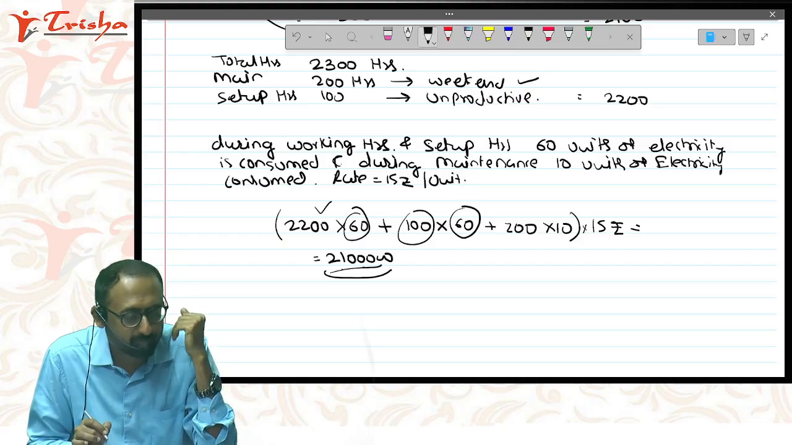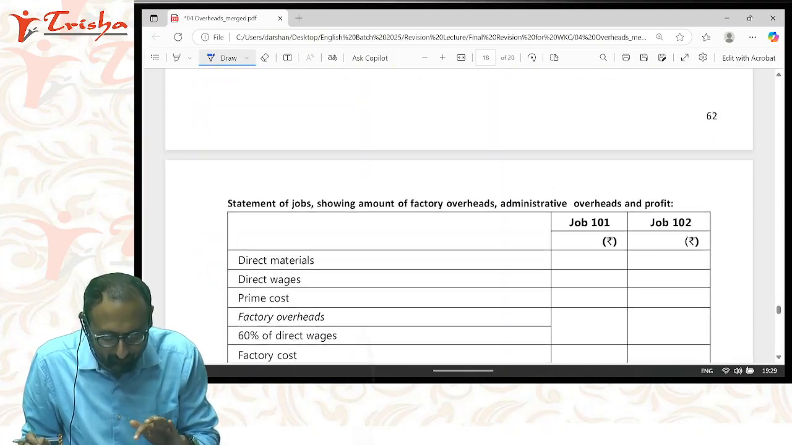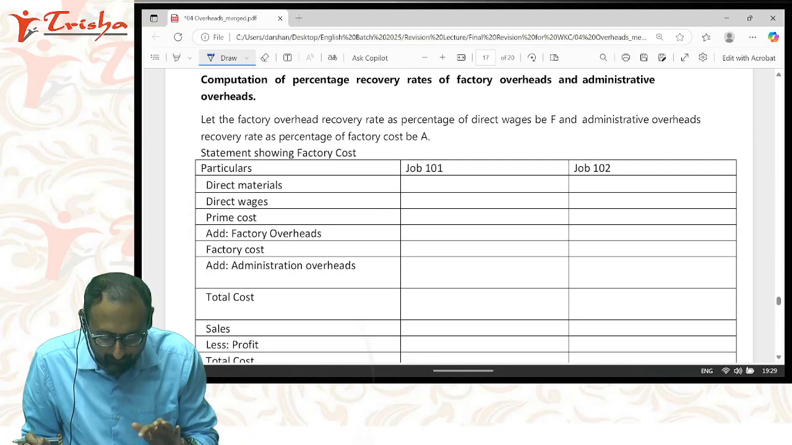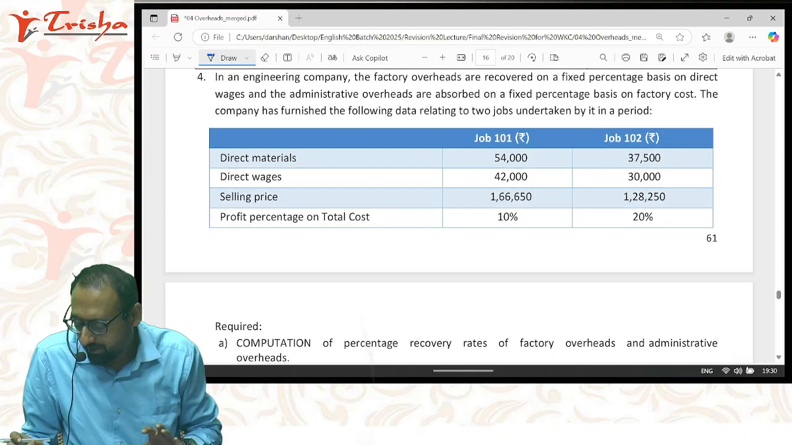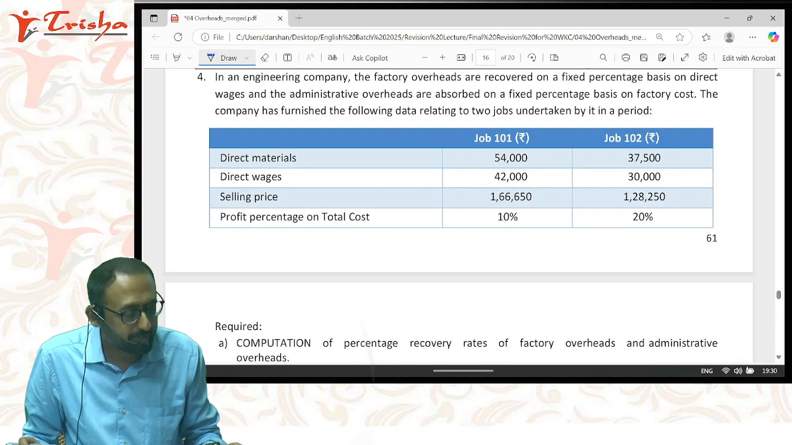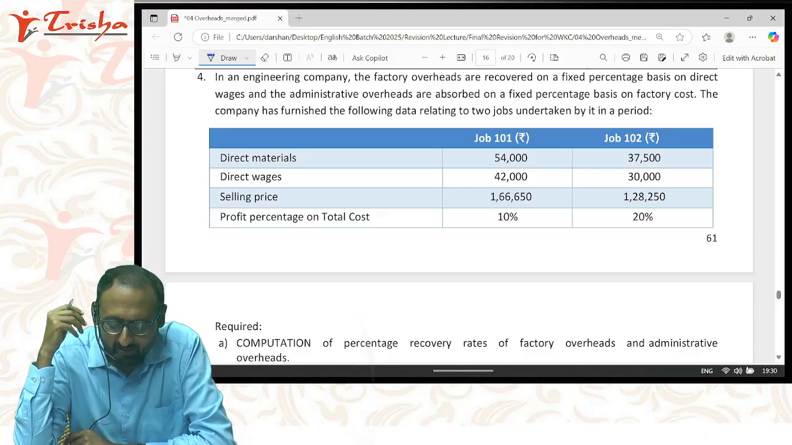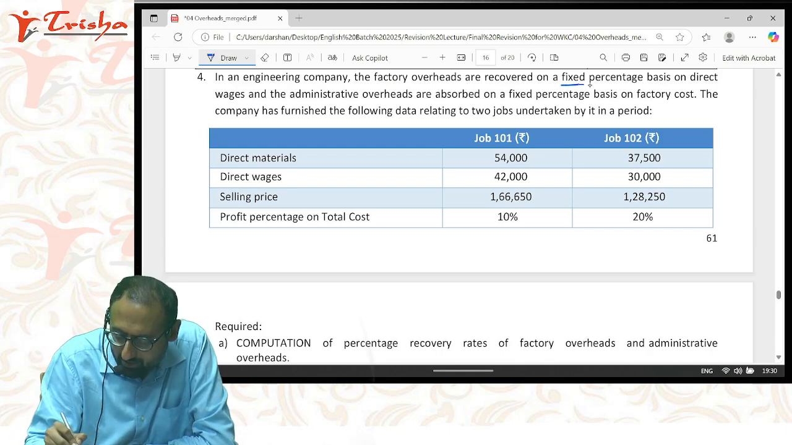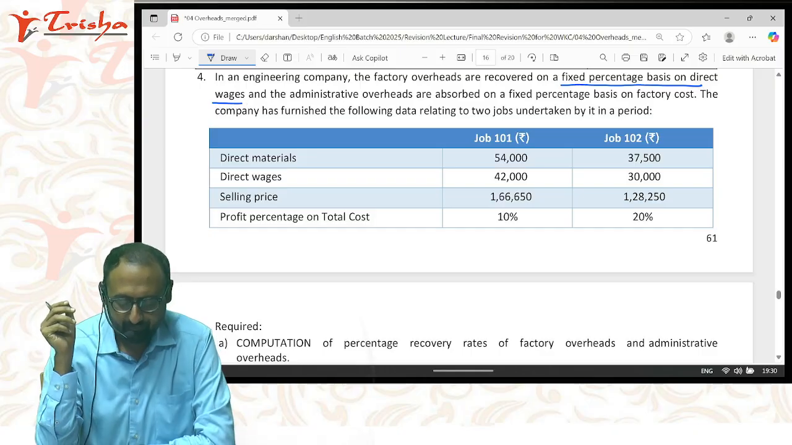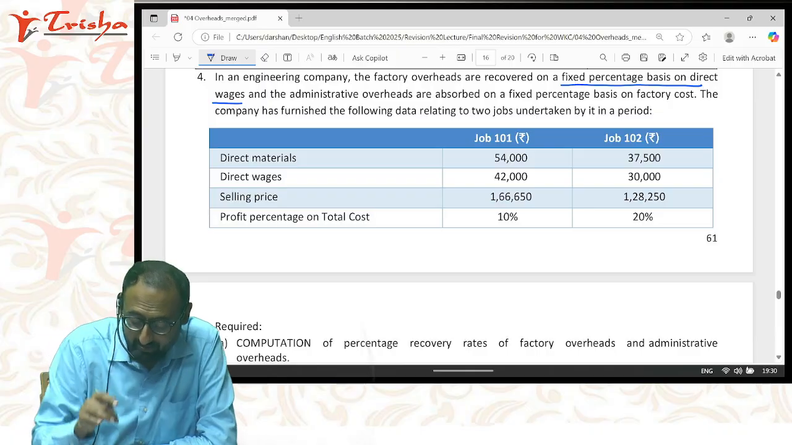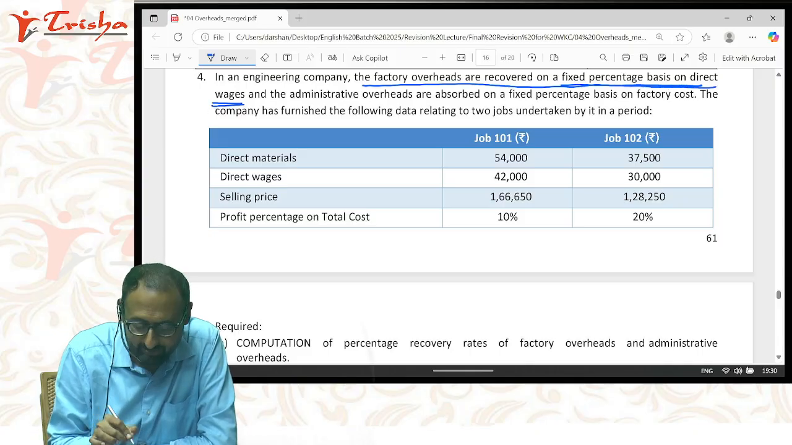Okay, so this was a really important adjustment. And last, the most important question of this topic we are going to solve. Literally, this question is repeated 10, 12 times in examinations. An engineering company, the factory overheads are recovered at a fixed percentage on direct wages. Underline, Sarji, what is written? Factory overhead recovered on a percentage of wages.